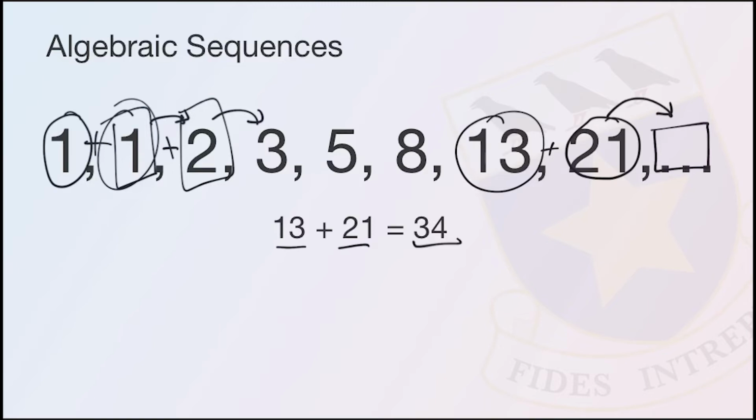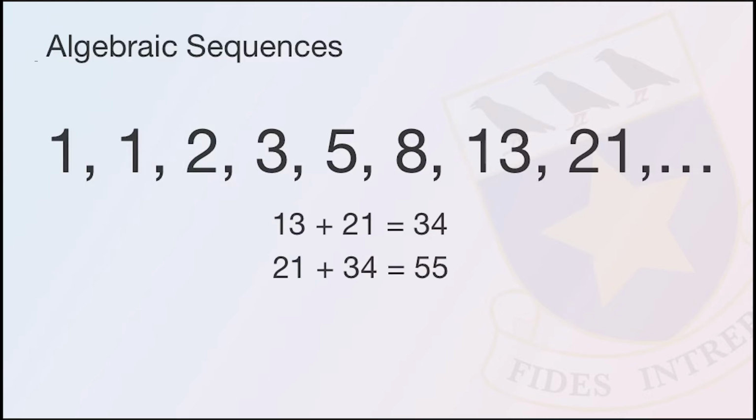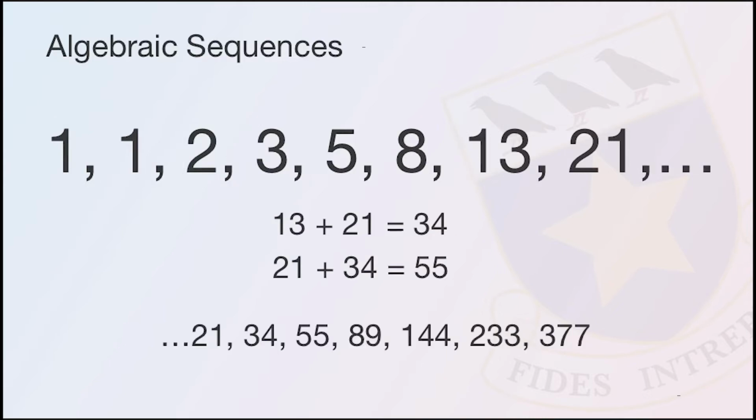And we could keep this pattern going. 21 plus 34 equals 55. And we'd see that if we generate the next 7 terms, we'd have 21, 34, 55, 88, 144, 233, and 377. And in fact, this can keep on going forever. We can keep on using this pattern, adding up the 2 previous numbers to find the next one. And this is something that Fibonacci explored during his lifetime.